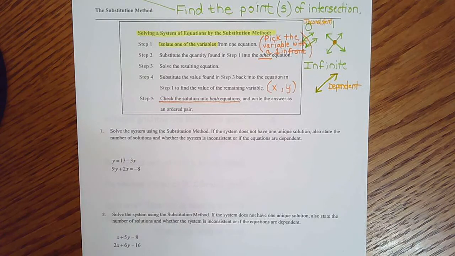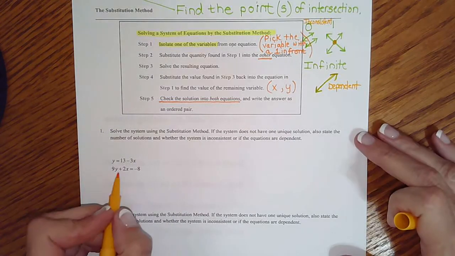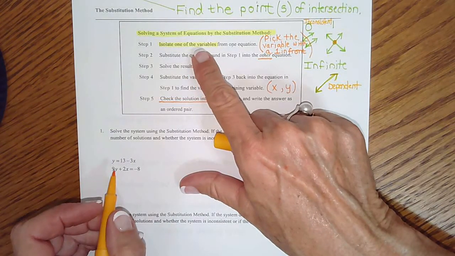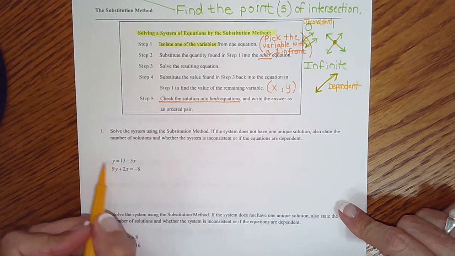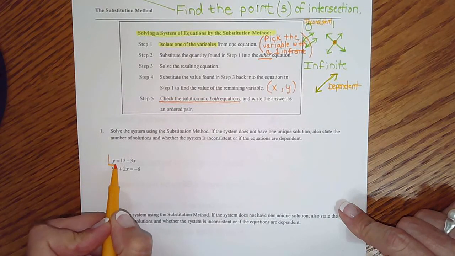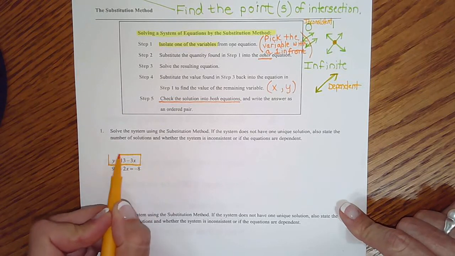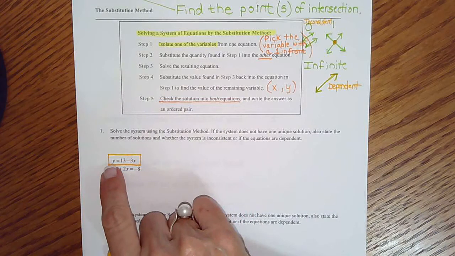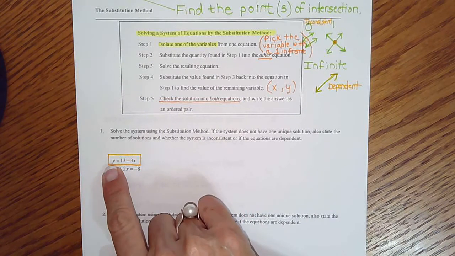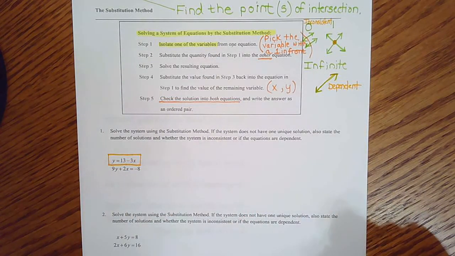Okay, so everybody ready? So step 1, isolate one of the variables. Well, look at this. See how y is already isolated? So I always tell students box that because you're going to come back to that one later. So I isolated one of the variables. The y is all by itself. It was already done for me.